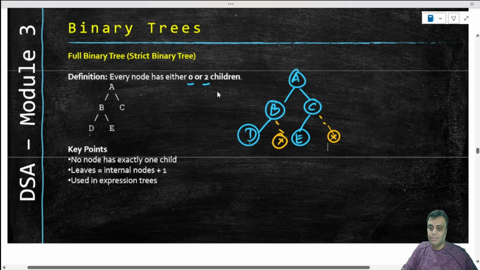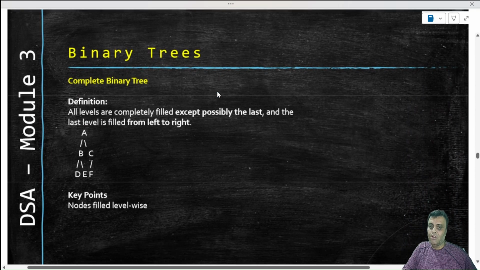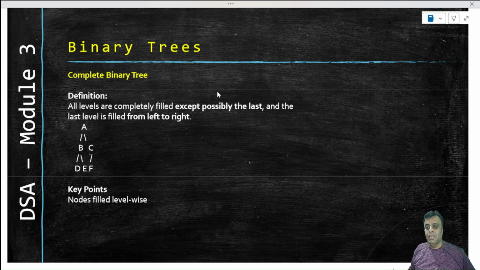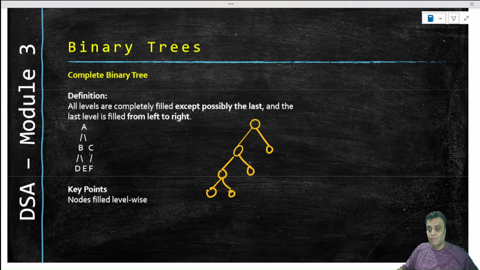Next, the next type of tree is the complete binary tree. In a complete binary tree, all the levels are completely filled except the last level. We can take any binary tree for that matter. Let us take a binary tree. So if I take this, and I start this, and I take this, now this is not a complete binary tree.